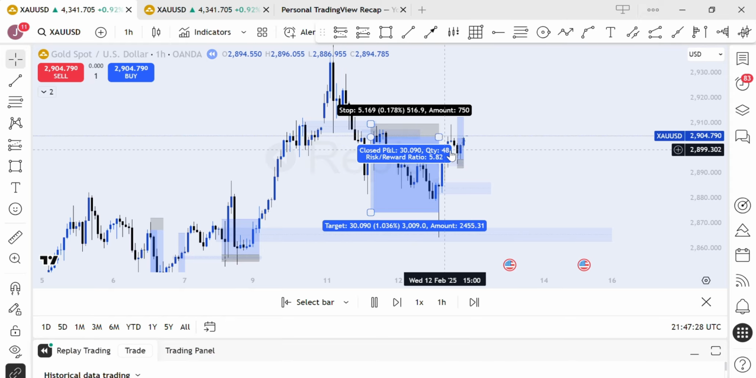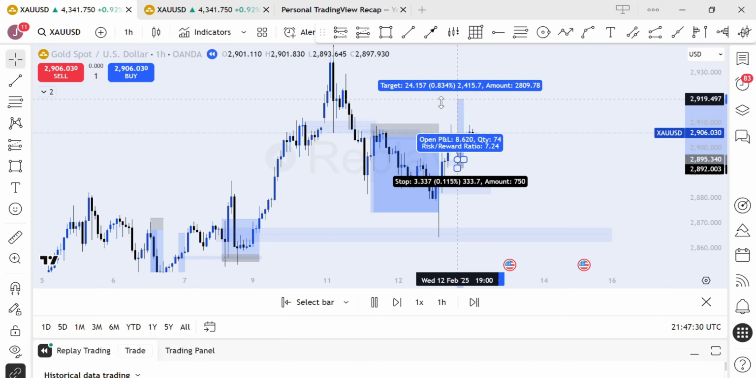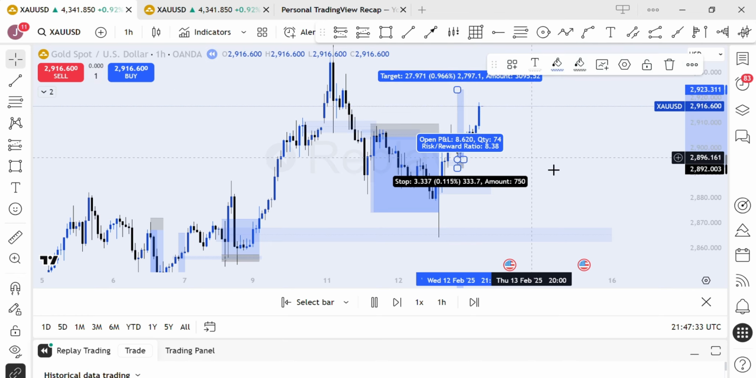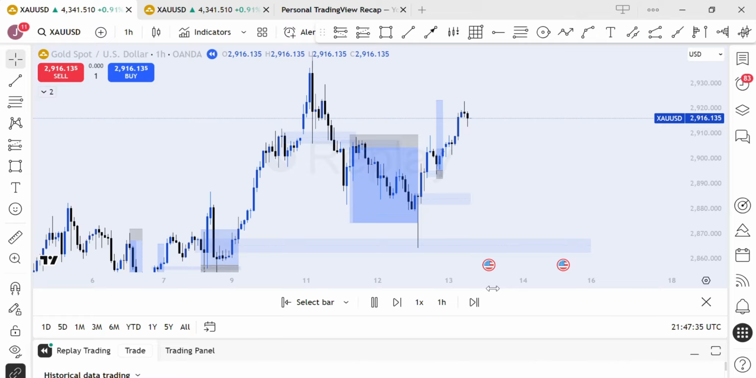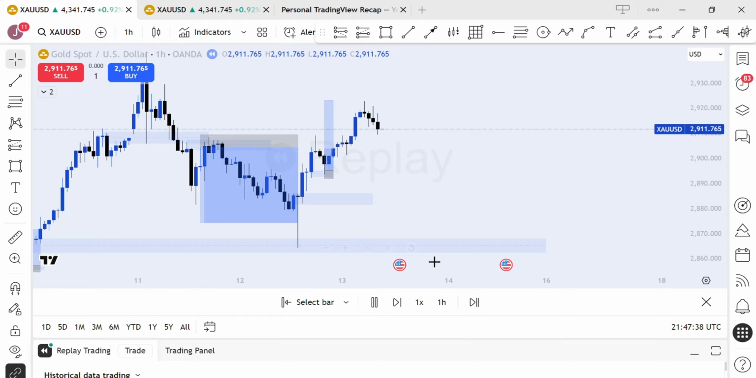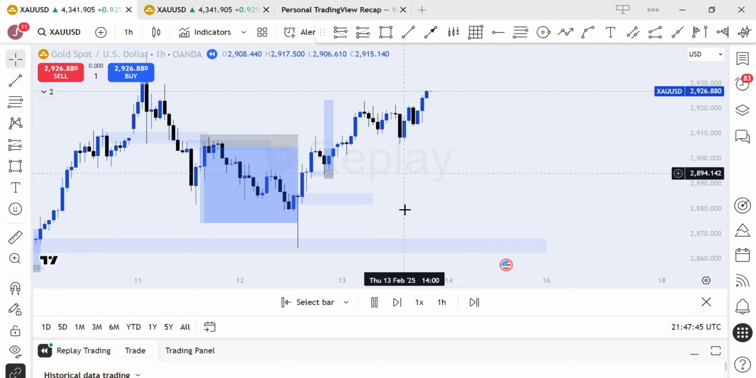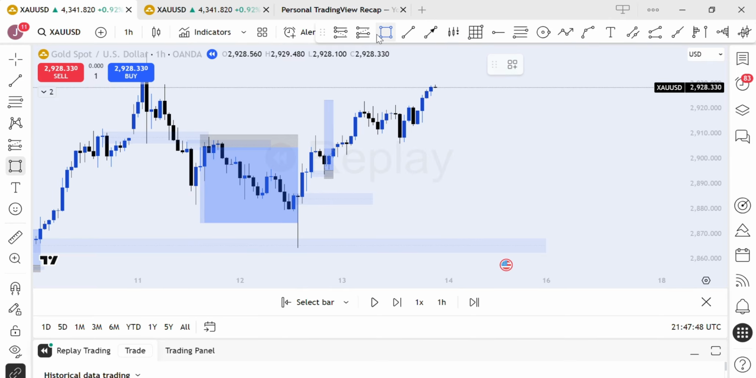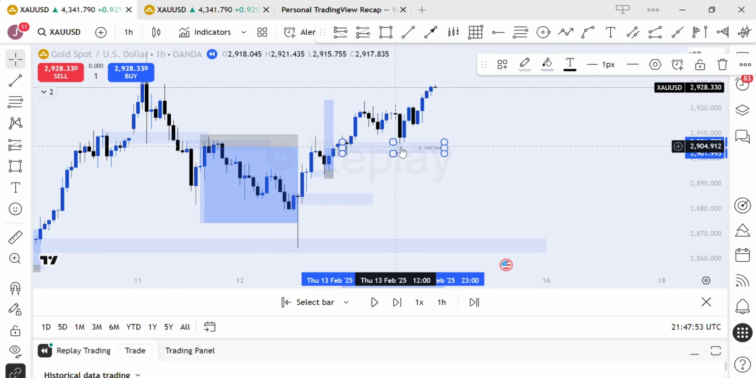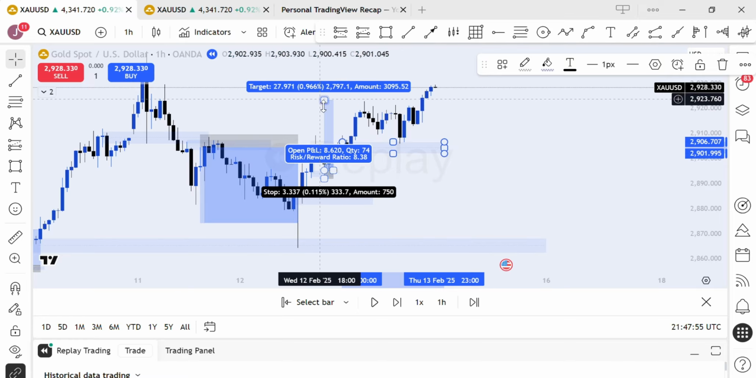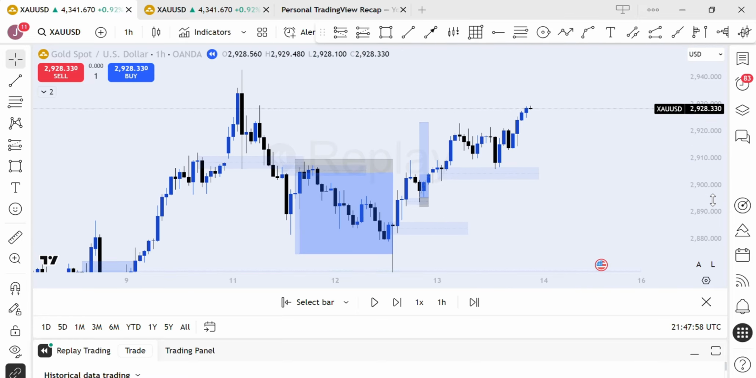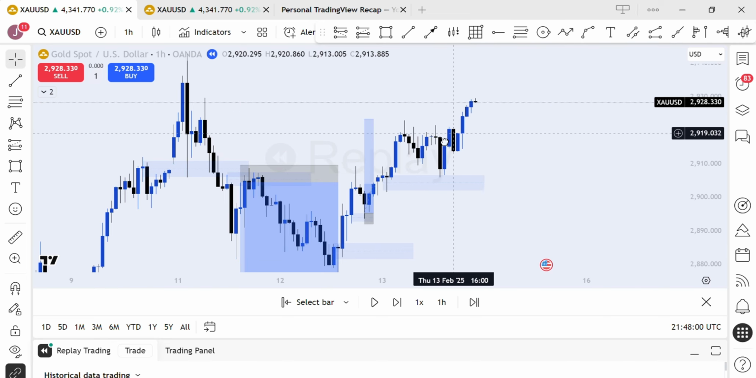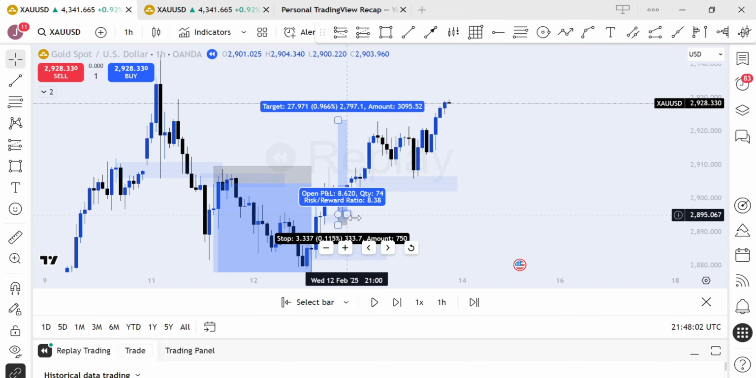So this is a trade on the 1 hour. We can actually target this high as our take profit. So this could have been another re-entry, another re-entry inducement. So our take profit was hit.